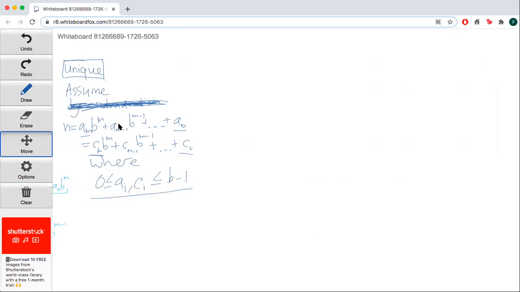So the way we're going to prove uniqueness is by showing that AI equals CI for every index. We show AI equals CI for all the indices going from 0 up until m. So all of these AIs are equal to CIs. And I hope people can see how that shows that the digit representation in base B of n is unique.